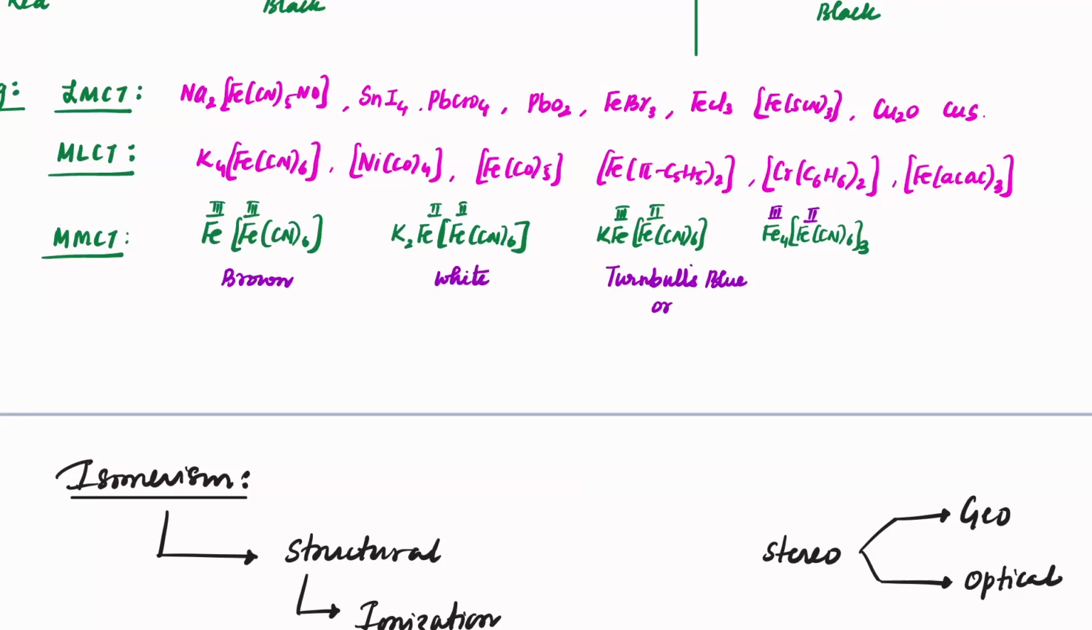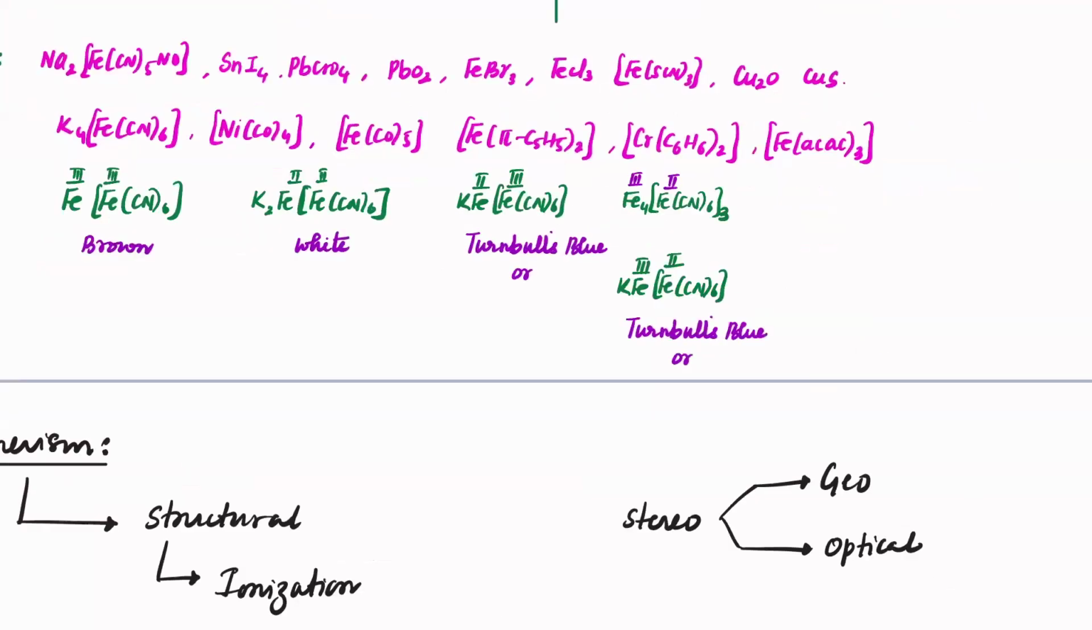But there is one slight difference here. That is, when you are talking about inside and outside, right? Suppose I'll change this part here. If the outside part is plus 2 and the inside part is plus 3, then it is called Turnbull's blue, correct? But if it is the other way around, that is, outside part is plus 3 and inside part is plus 2, then we call these two, in fact, these two are one and the same. These two are called Prussian blue.